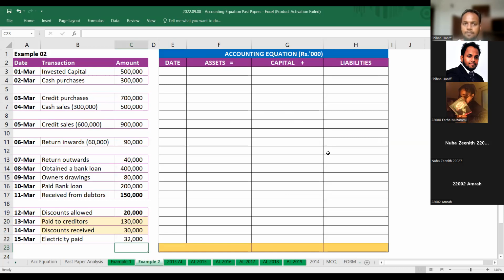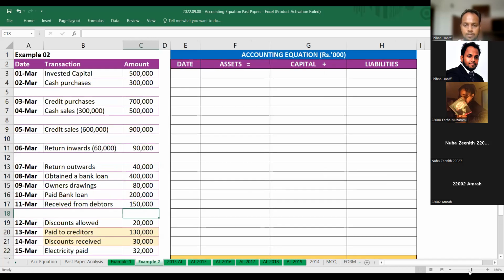Okay, I'll give 5 minutes for you all to complete this question. Accounting equation. Example 2. I'll show the first one, cash increase, capital increase. Can you all complete this?